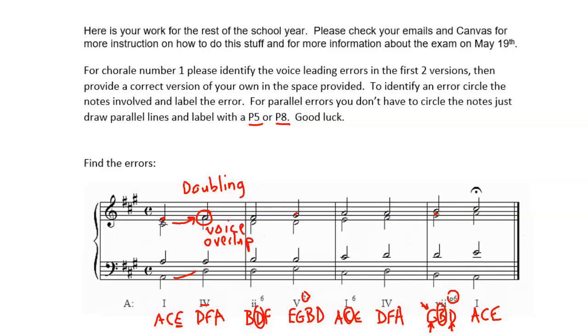Those are in parallel motion, which in and of itself is not a bad thing. Just if it's the wrong interval, then that's a bad thing. So our interval here is going from an A to a C, which I know is a third. So parallel thirds are acceptable. I don't need to mark that as an error.